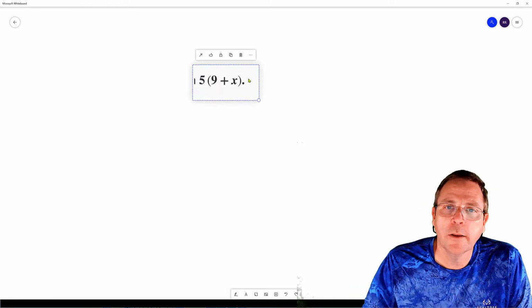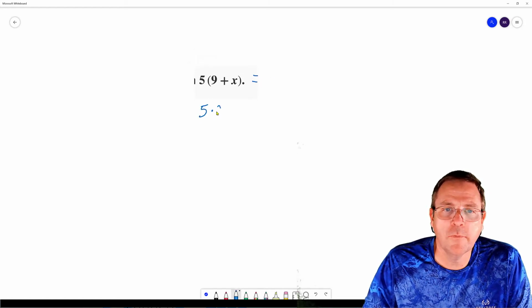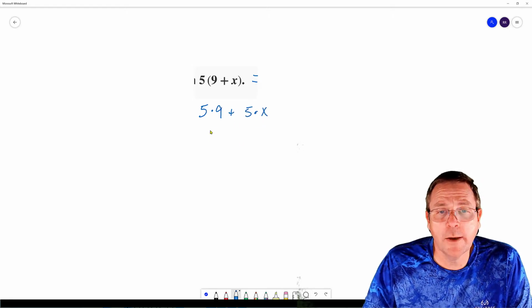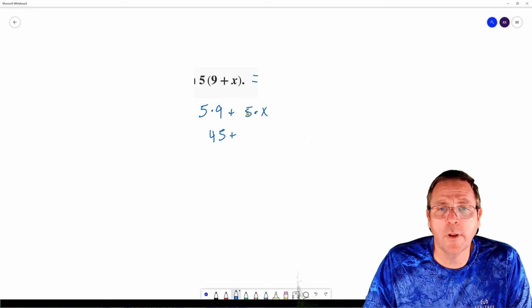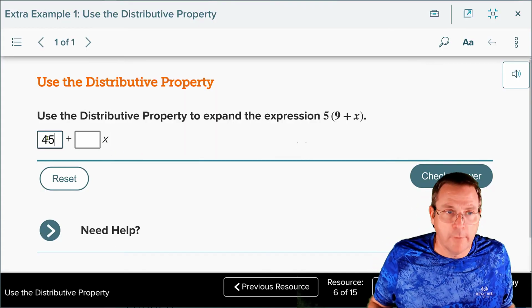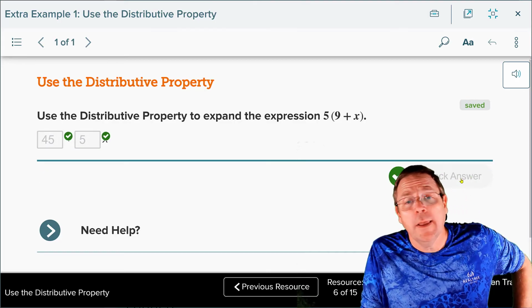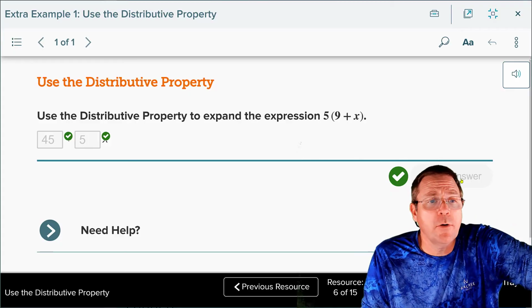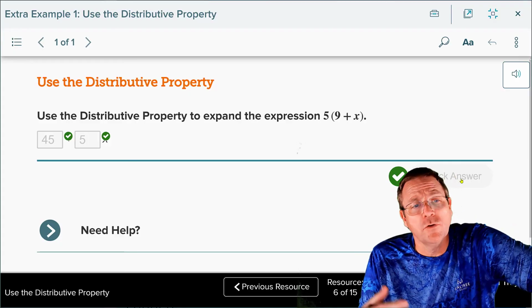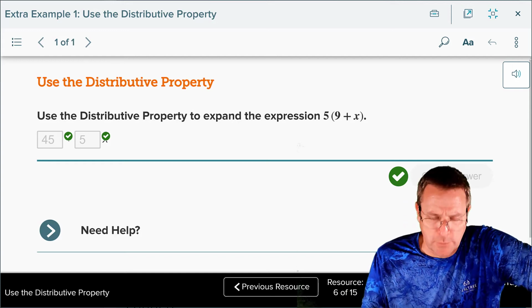My next line, of course, I'm going to have an equal sign in here, and I'm going to go 5 times 9 plus 5 times x. 5 times 9, that's going to end up being 45, plus 5 times x, that's going to be 5x. And that would end up being the final answer that you would put in here, 45 plus 5x. I'm not real happy with the textbook for writing it that way, because the standard form of writing a mathematical expression is a variable goes first, so you should technically write it as 5x plus 45, but we're not going to hammer them too much on that concept.